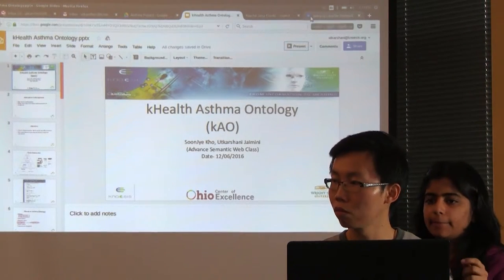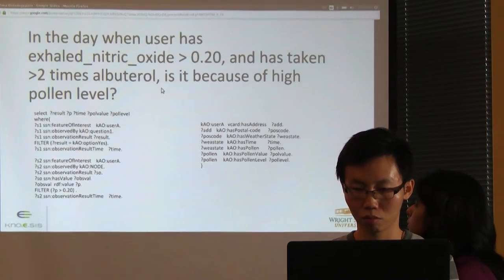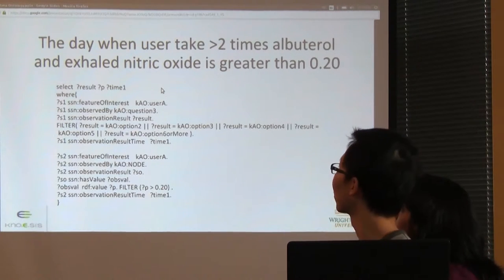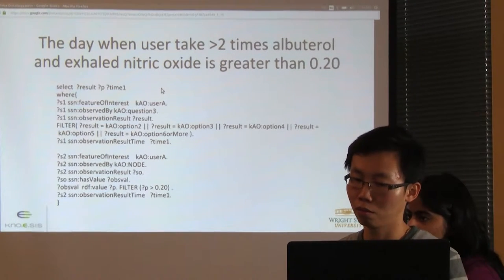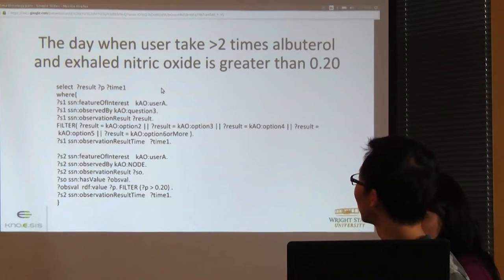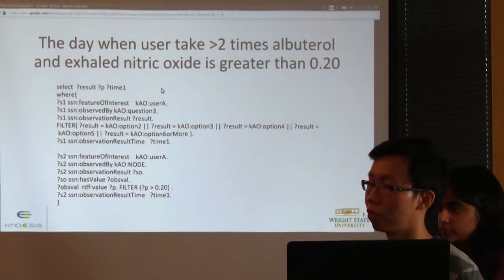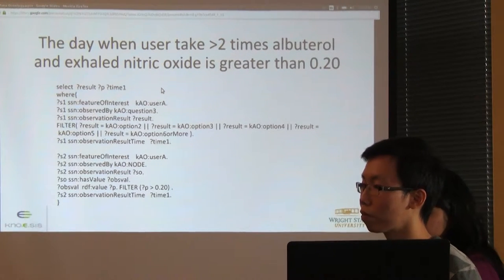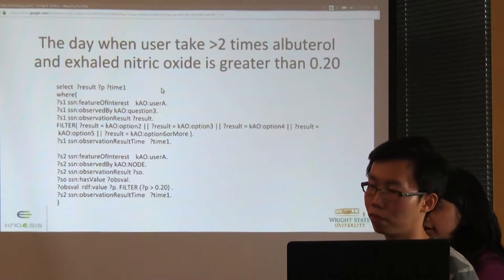Sorry, on the last couple of slides, in terms of the reasoning you did, what did you do? We are checking if the user took Albuterol more than twice and at the same time whether the nitric oxide level is high. Is he taking Albuterol due to the nitric oxide level, or how does it affect it? But it could also be that he is taking Albuterol and the nitric oxide has already gone down. That we can check later: if greater than 2, then the next day check the nitric oxide level, whether it has gone down or not.